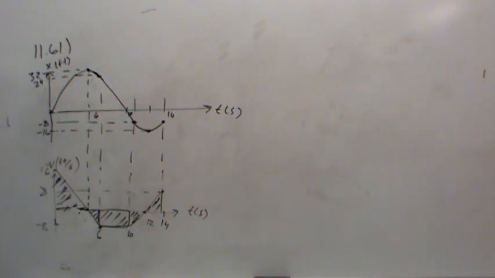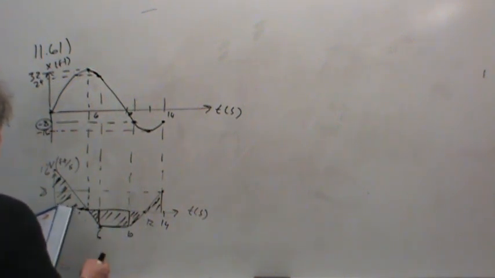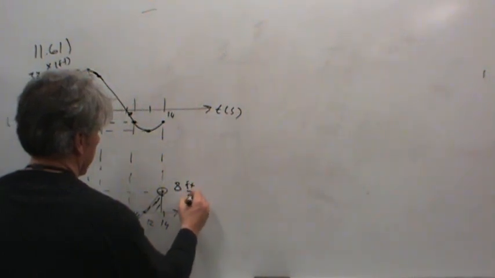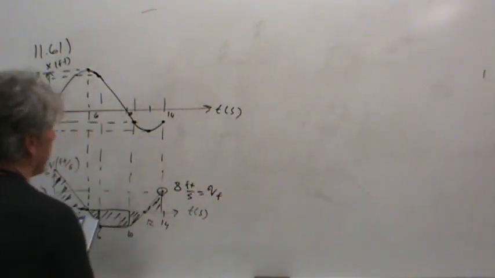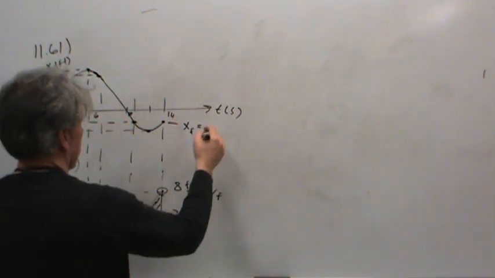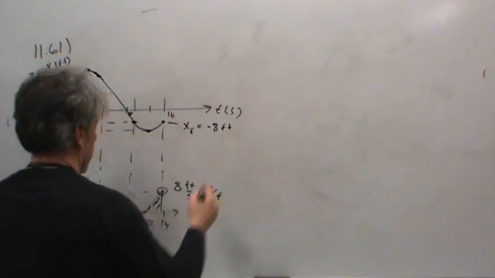Make sense to everybody? So we end up at a position of -8 feet. That's the final position. What did they ask? Determine the position and velocity of the particle and the total distance traveled when t equals 14 seconds. So the velocity is 8 feet per second. That's the final velocity in the positive direction. The position at that time is -8 feet.